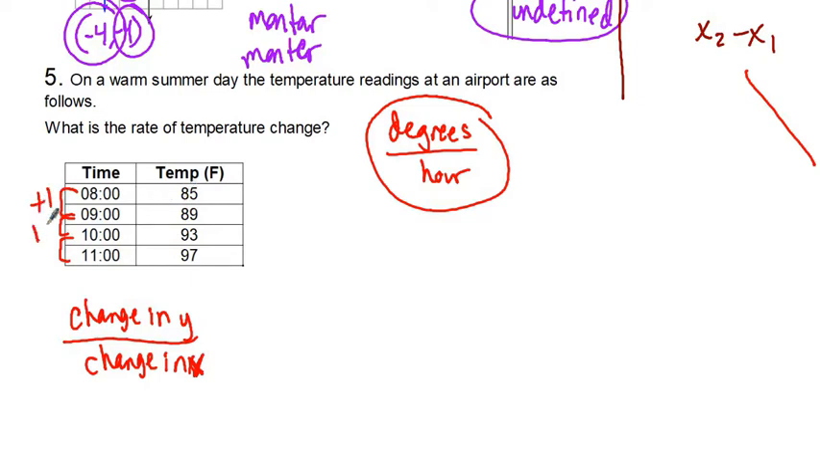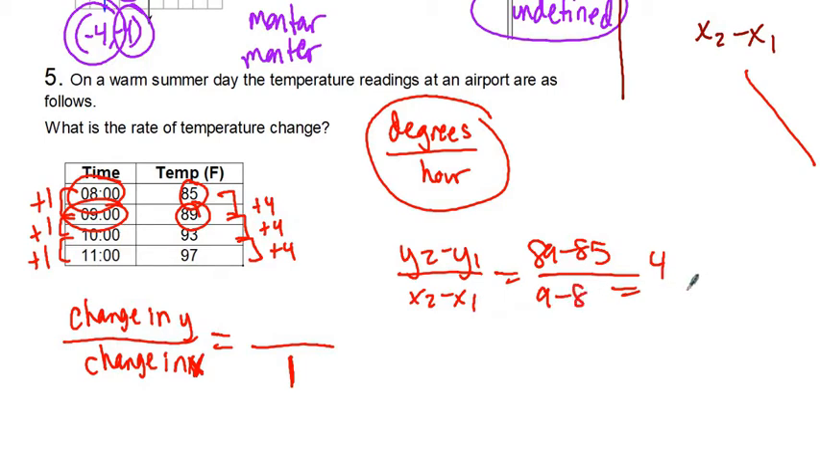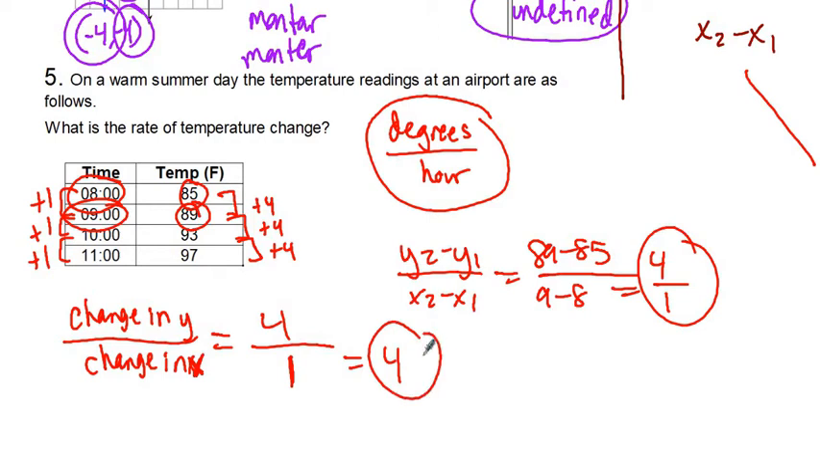So here it looks like we're going up 1 each time, so the change in x is 1. The change in y looks like each time we're increasing the temperature by 4. And you can use the slope formula for this. You can just pick any x value and any y value here. So let's do 89 minus 85, and that equals 4 over 9 minus 8. We didn't have to choose those points. You could choose any one that you want. 9 minus 8 is that. So our slope is just 4 over 1 or 4, and that means 4 degrees per hour is the rate of increase, or the slope, the rate of change right there.